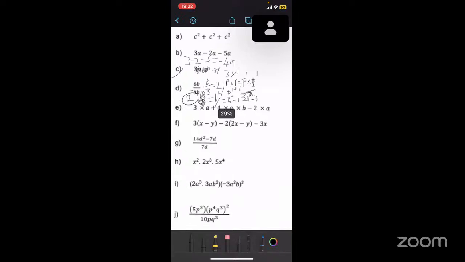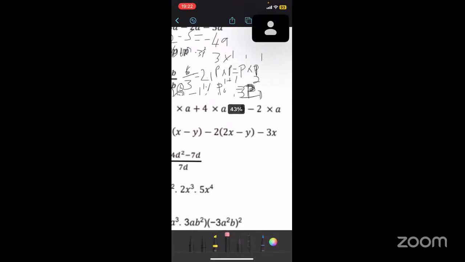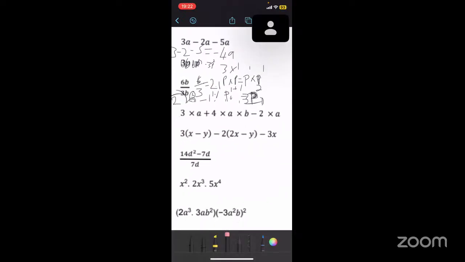So E is a bit long, okay? So I'm just going to wipe this so you can have a clear view of it. We have 3 multiplied by A plus 4 multiplied by A multiplied by B minus 2 multiplied by A. Let's start with you, Manahil. What is the first step that you're going to do? What is the first thing that you need to do? What does BODMAS say?